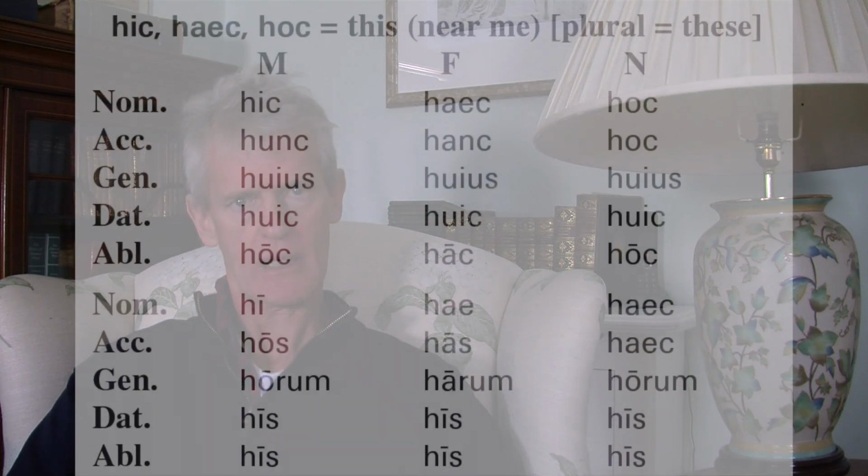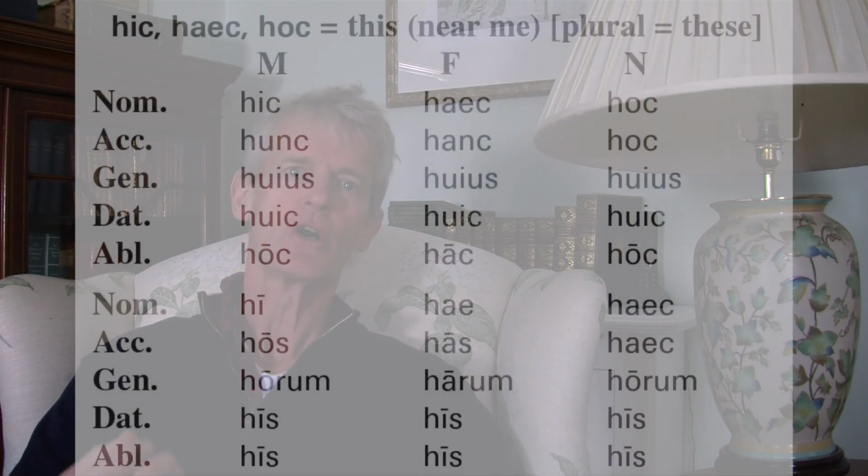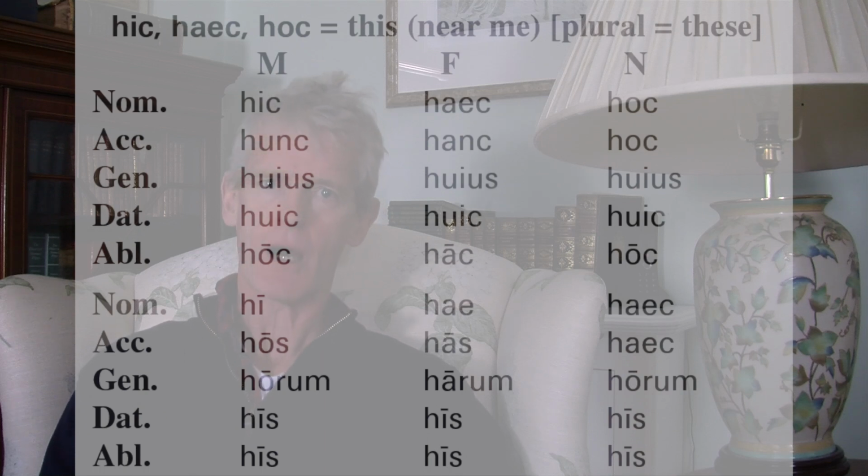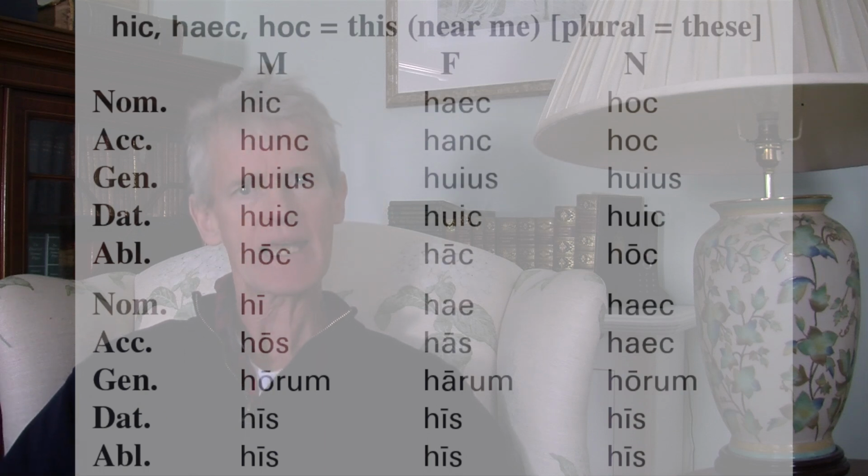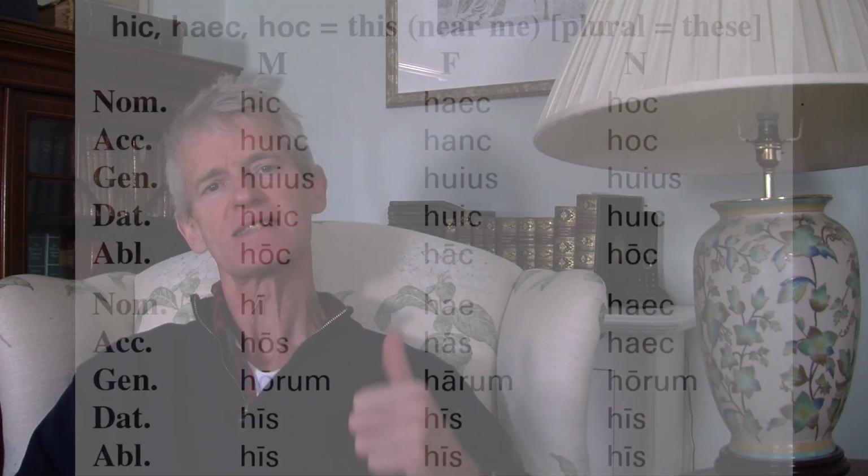Right, so quite a lot to cope with here. We've got two new pronouns, hic and ille. Hic, haec, hoc. You have to learn how it goes. Hic, haec, hoc, hunc, hanc, hoc, huius, huius, huius, huic, huic, huic, hoc, hac, hoc. Hi, hae, haec, hos, has, haec, horum, harum, horum, his, his, his. And that means this, this near me, this one here that I'm talking about or looking at or holding or whatever.